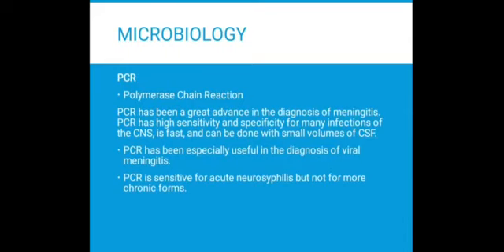Now with PCR, polymerase chain reaction has been a great advance in the diagnosis of meningitis because it has high sensitivity and specificity for many infections of the CSF. It's fast and can be done with a small volume of CSF. PCR is especially useful in the diagnosis of viral meningitis. PCR is sensitive for acute neurosyphilis, but not for the more chronic form.